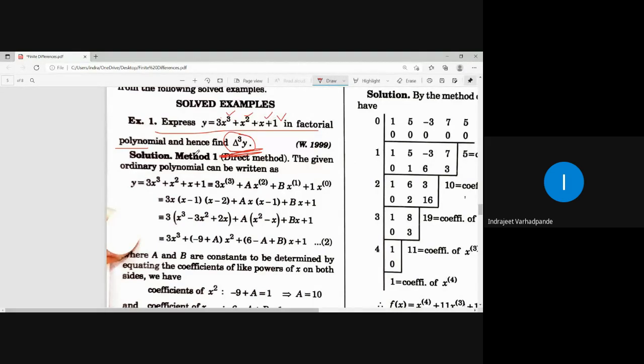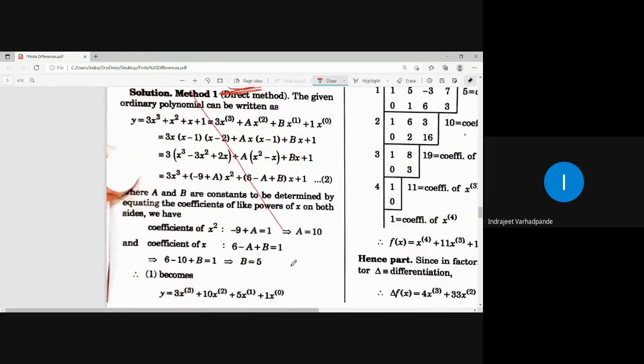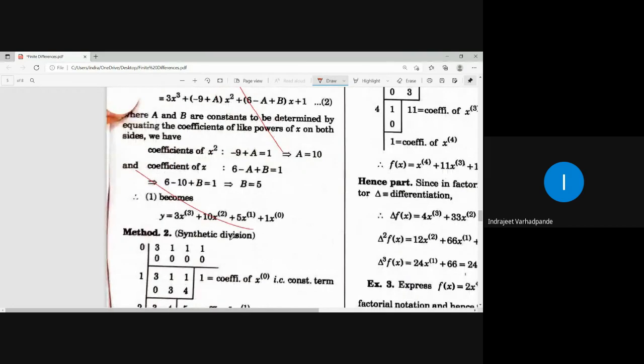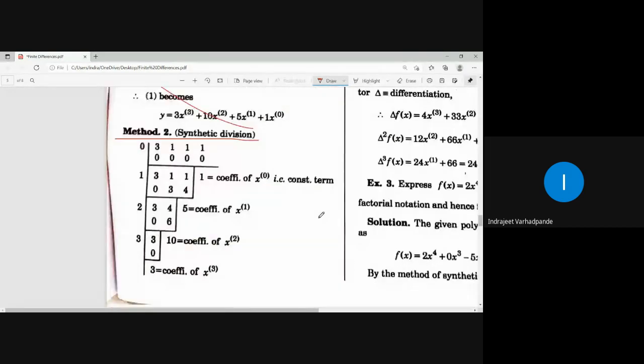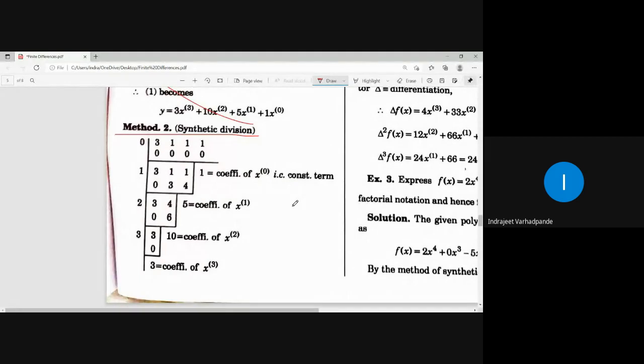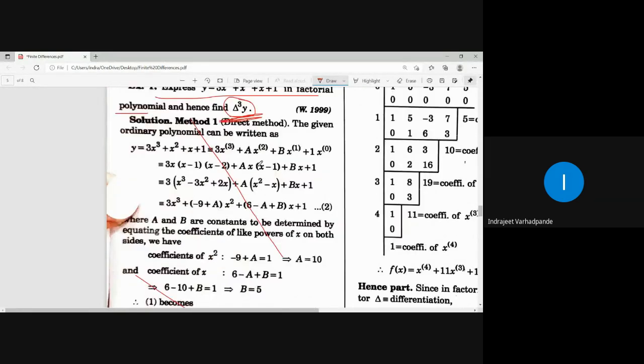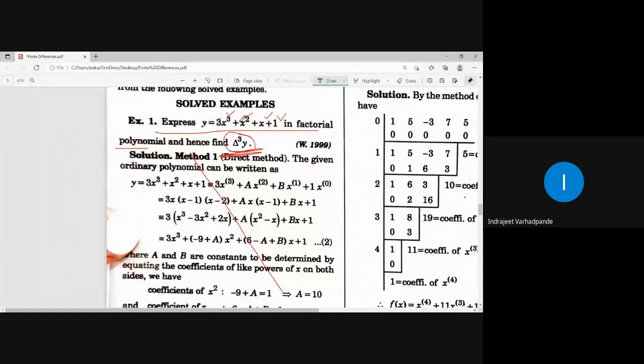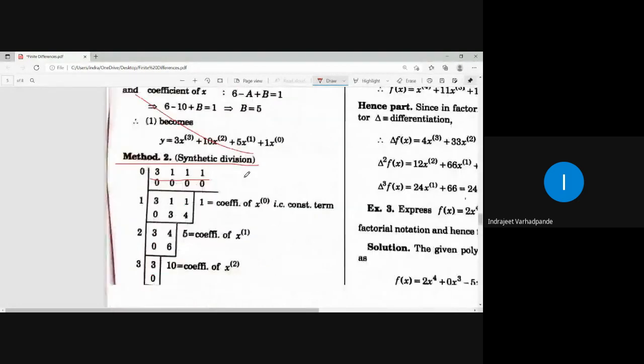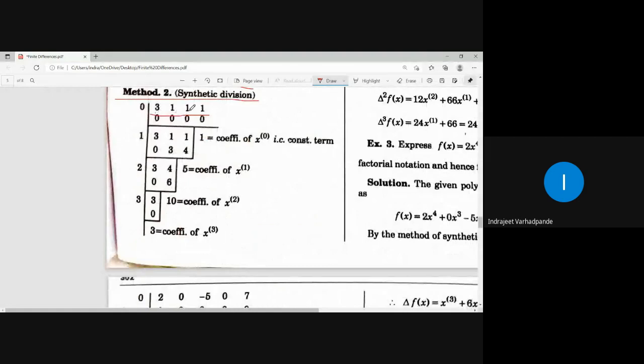So by ignoring method 1, I directly switch over to method 2, which is the synthetic division method. What does that method say? Write down the coefficients in a row. What are the coefficients? 3, 1, 1, 1. So the coefficients are written as 3, 1, 1, 1.